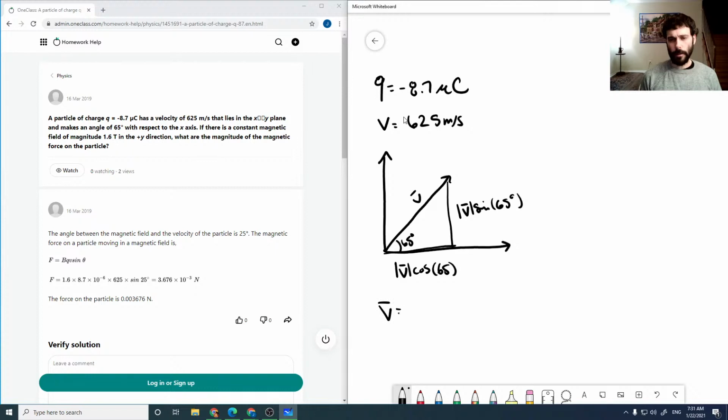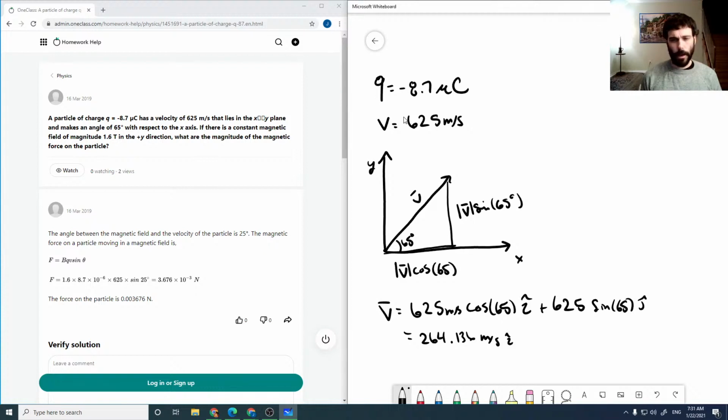So my velocity vector can be written as 625 meters per second cosine of 65 i hat plus 625 sine of 65 j hat, which comes out to be 264.136 meters per second i hat plus 566.442 meters per second j hat. Okay, so there's my velocity vector.